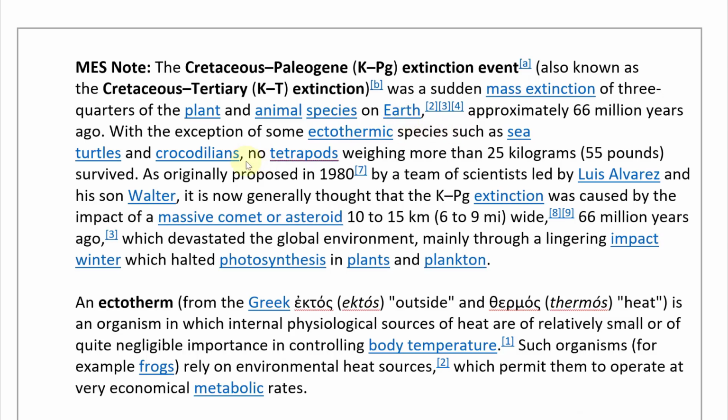Yeah, and sea turtles. So basically, with the exception of some ectothermic species such as sea turtles and crocodilians, no tetrapods or four-legged animals weighing more than 25 kilos or 55 pounds survived. And the question is always asked, especially when you see TV shows or movies that depict dinosaurs interacting with humans. According to this one right here, well, this is 66 million years ago. This is the supposed asteroid or comet theory, where it wiped off a lot of the dinosaurs.